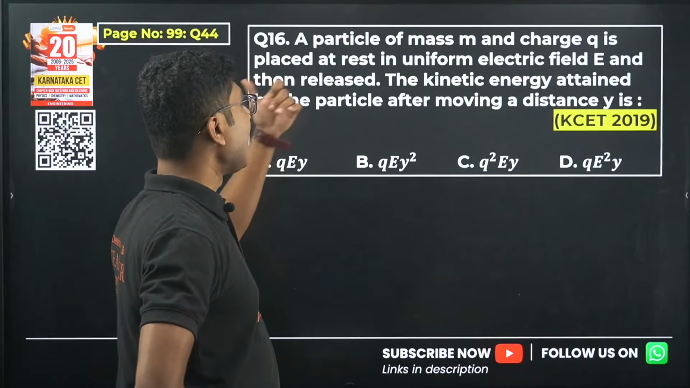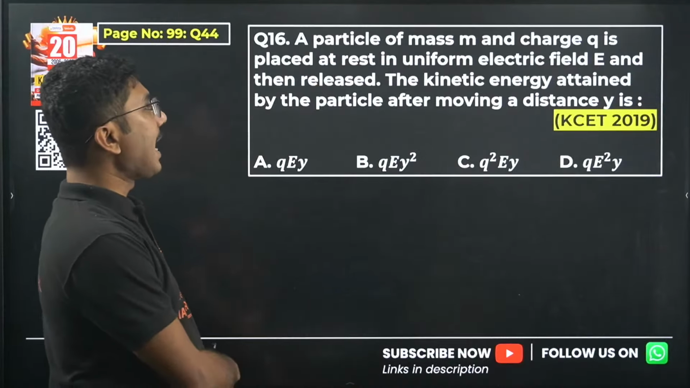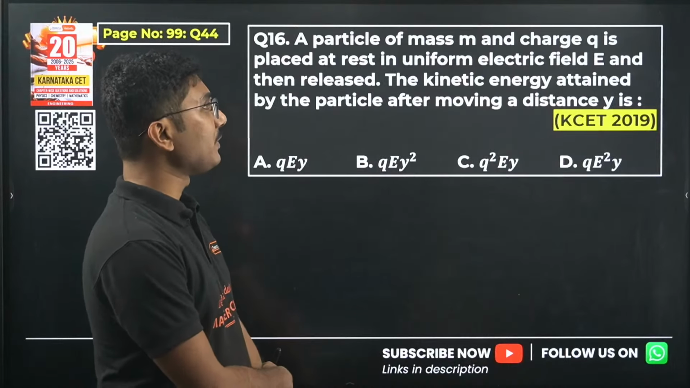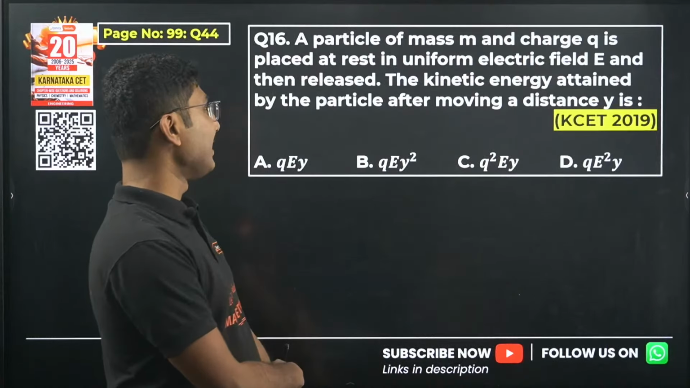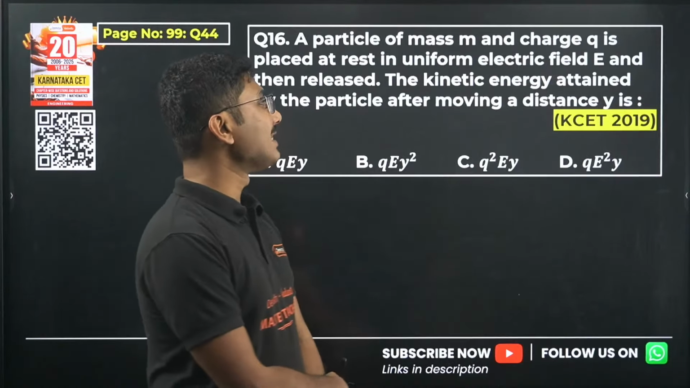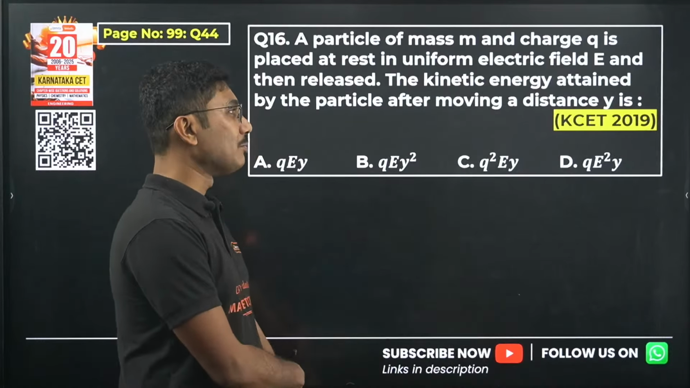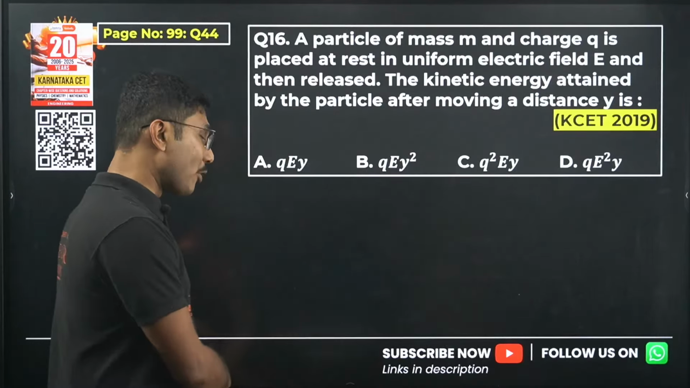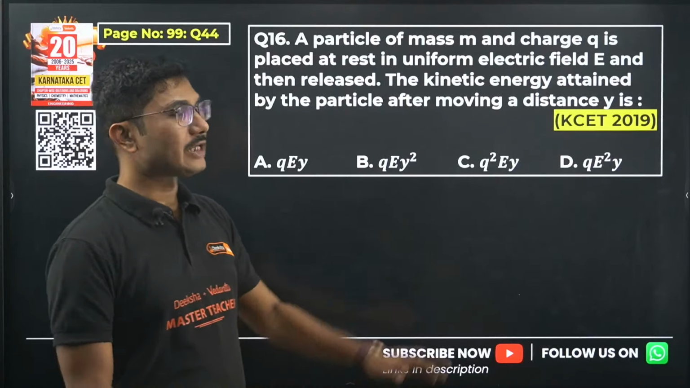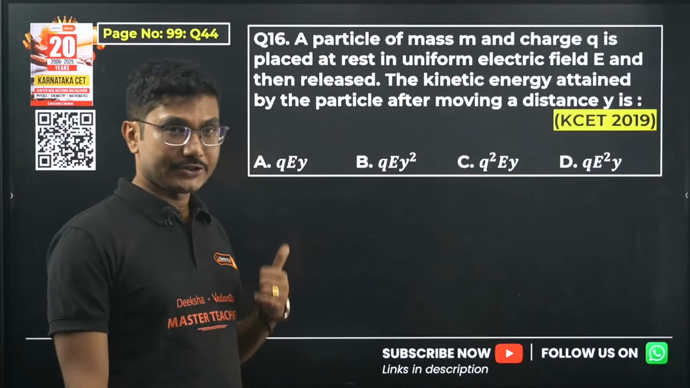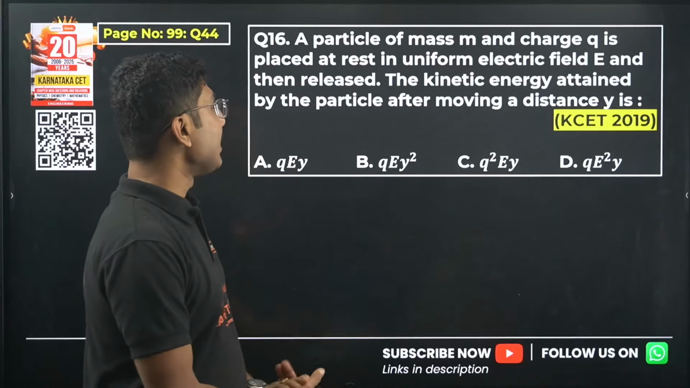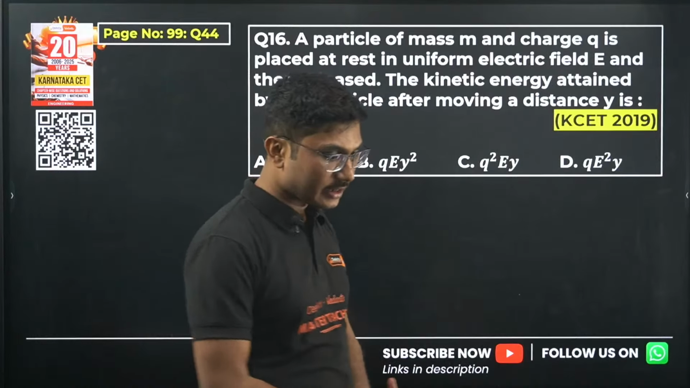able to answer it. A particle of mass m and charge q is placed at rest in uniform electric field E and then released. The kinetic energy attained by the particle after moving a distance y is. This is a very important concept for KCET. Based on this concept, we have seen a lot of questions coming in. Directly, indirectly, this concept is very, very essential. Let's see who can answer this question.